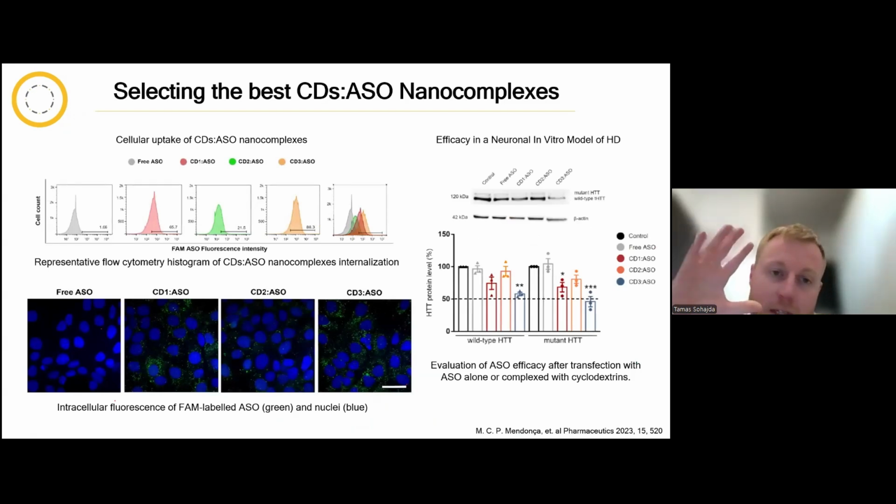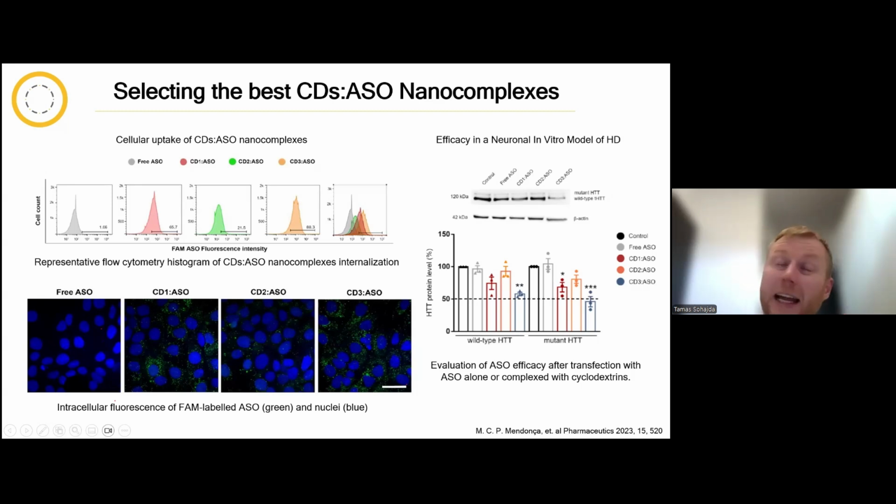But clearly, what we have seen, and this is not from this study, but a former one on Huntington models, of course, this is an antisense oligonucleotide. So the oligonucleotide in itself cannot really enter the cells, but when it's incorporated into the cavity of these cyclodextrin-based nanoparticles, it can get into the cells. And as you can see, the different types of cyclodextrins have different efficacy, and with some of them in this case we could reduce the level of the target protein by half, so to about 50%.